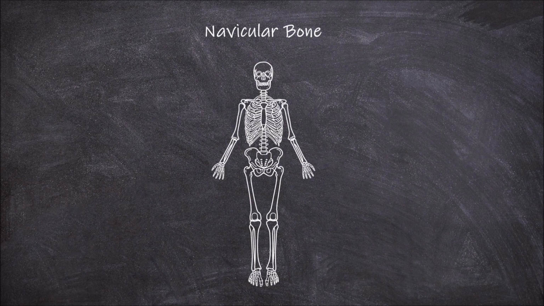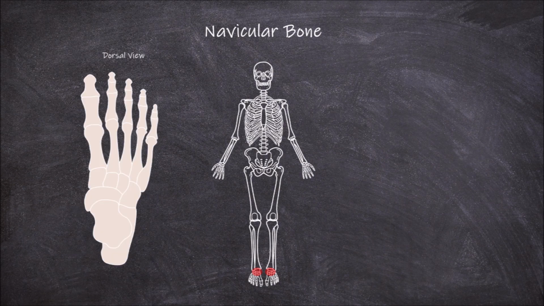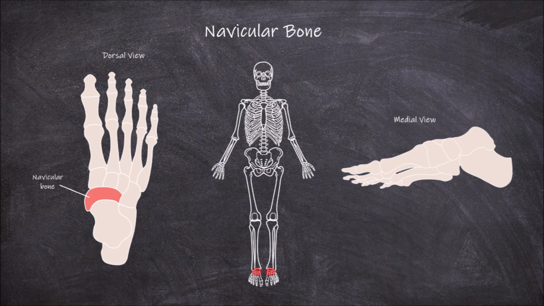Firstly, where is this bone located? The navicular bone is located on the medial side of each of the feet. If we take a closer look at the dorsal view of the right foot, we can see highlighted in red the navicular bone on the medial side of the foot. If we now look at the medial view of the right foot, we can see it again highlighted in red.